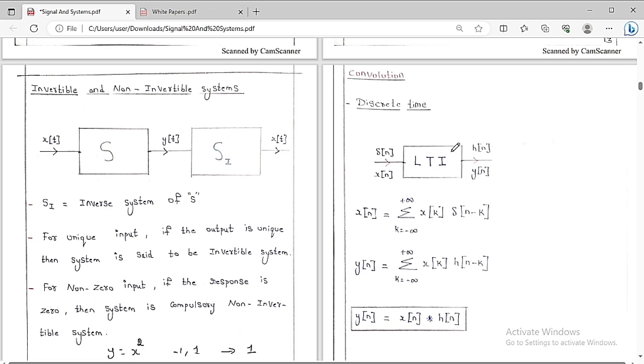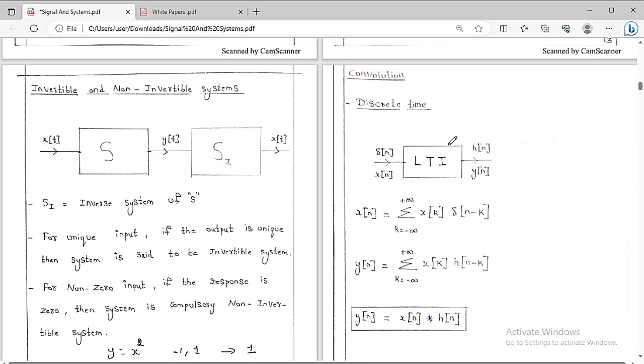So whatever system we take, if it satisfies the two properties, linearity and time invariance, then we can say this is an LTI system. For this LTI system, if the input is the impulse signal delta of n, then its impulse response is h of n. So I give delta of n as the input, and I get the output h of n. Delta of n is called the unit impulse signal, and h of n is called the impulse response or unit impulse response.